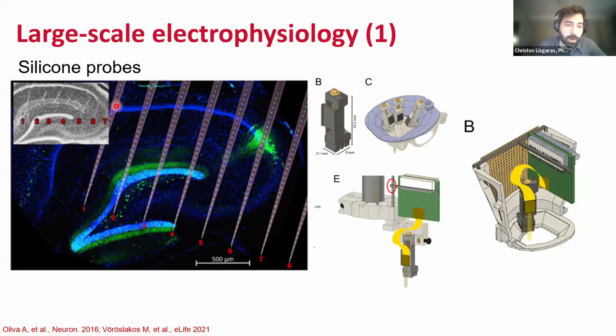And you can actually record from different subfields. This is the hippocampus of a rat. This is the dentate gyrus here. This is area CA3, CA2, CA1, and subiculum. Depending on your implantation, you can actually record from many different subfields simultaneously.